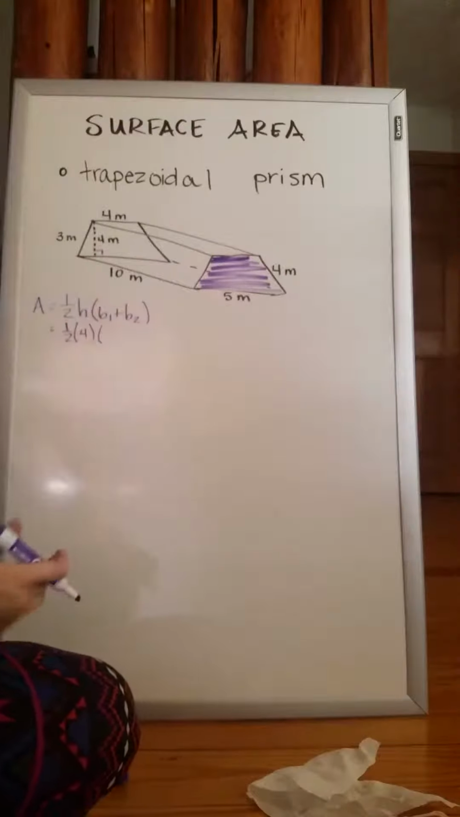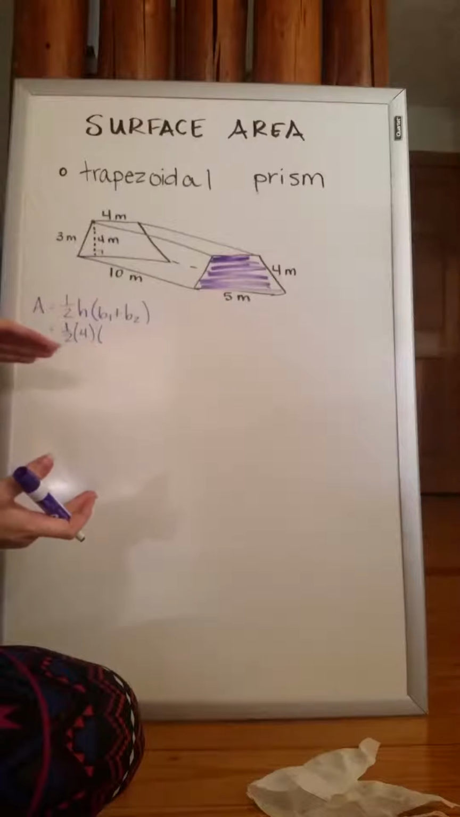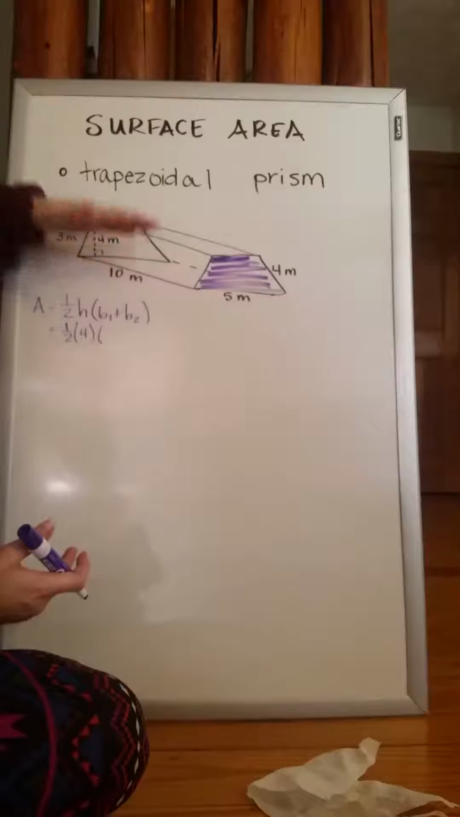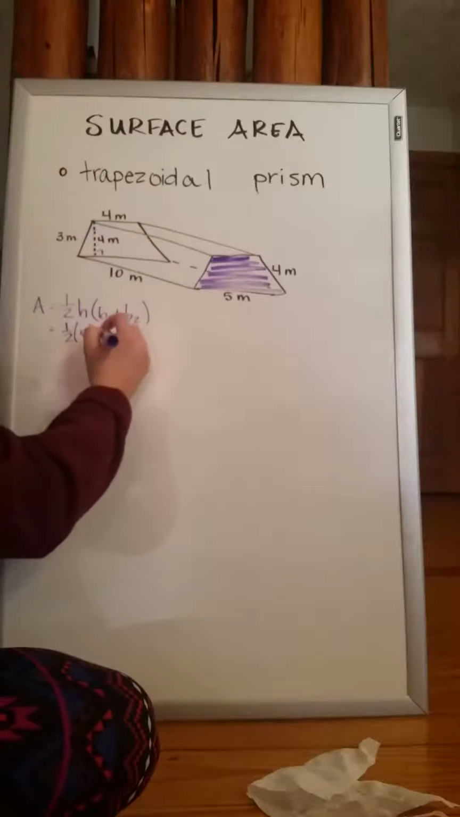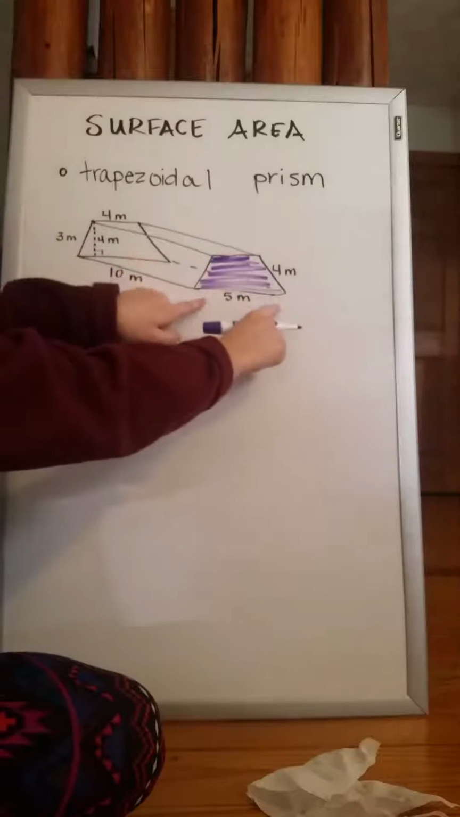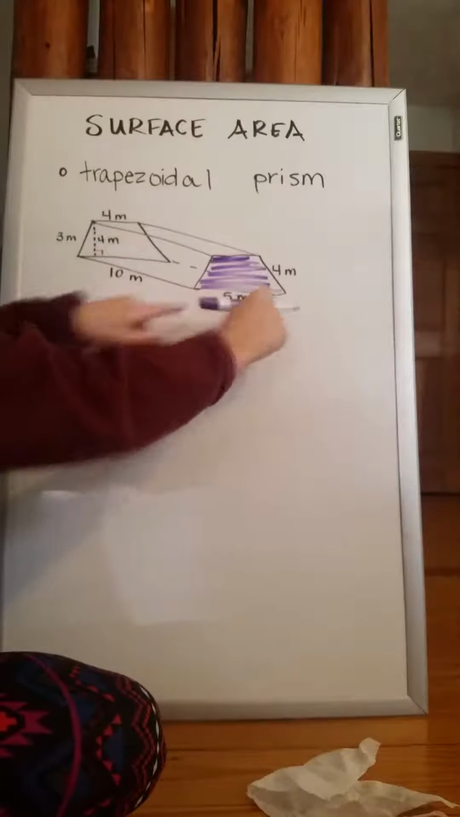And then your bases are always parallel. So the two parallel lines would be the top and the bottom. The top is 4. There's your top base. The bottom, it doesn't say it back here, so go look back to the front. The bottom is 5.